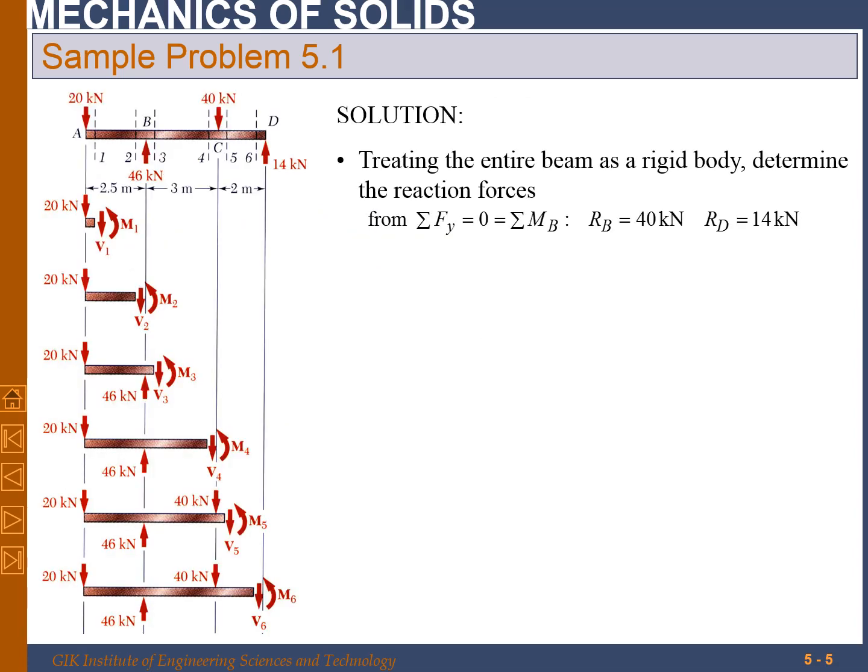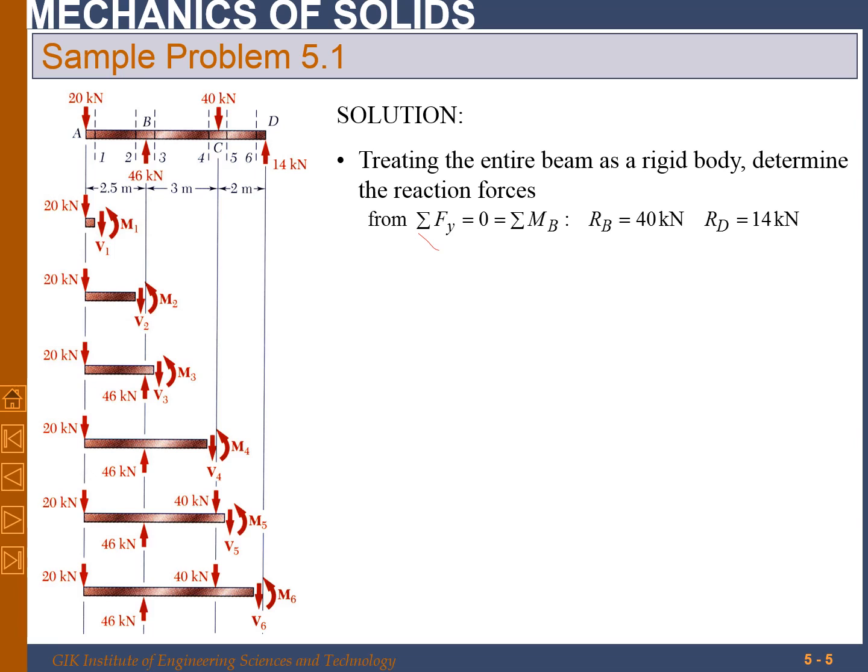Okay, now first we will treat the beam as a rigid body, and we will draw the free body diagram, and we will find the reactions at B and D. The reaction at B is 46 kilonewton, and at D, that is 14 kilonewton. Okay, so I hope you can find it easily.